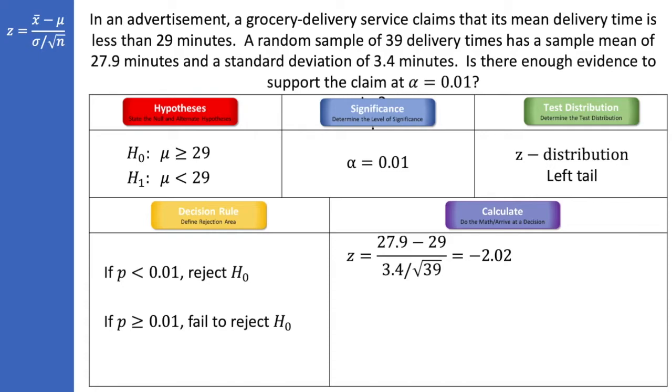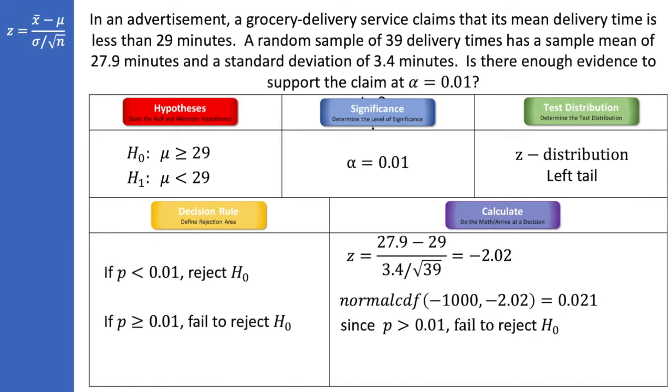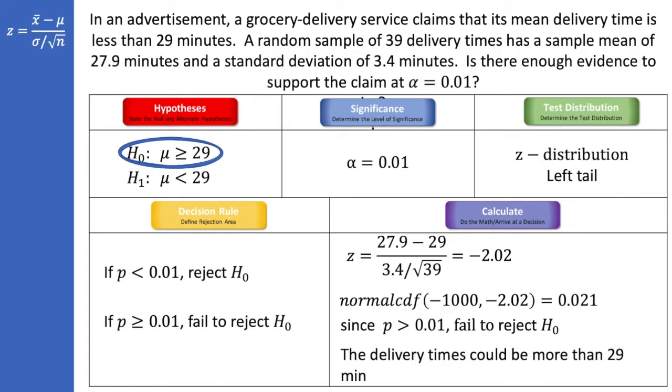Now we need to find the area under the curve to the left of negative 2.02, and we find that to be 0.021. Now we compare that to our decision rule. And so since p, 0.021, is greater than 0.01, we will fail to reject the null, meaning we accept the null. And now let's put that into some sort of English explanation. The delivery times could be more than 29 minutes.